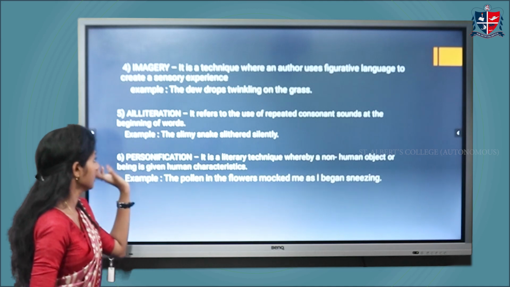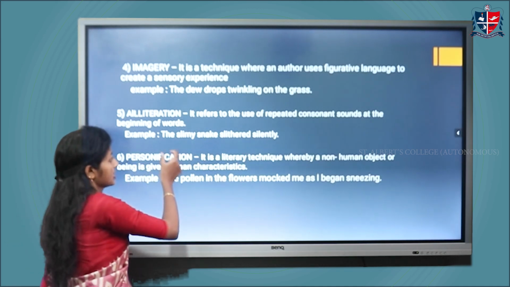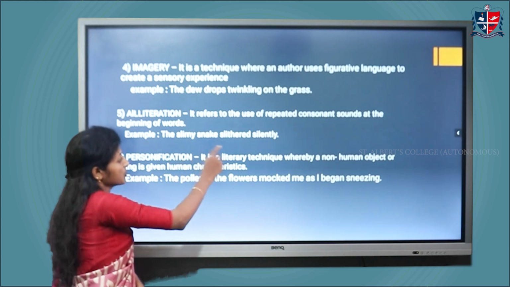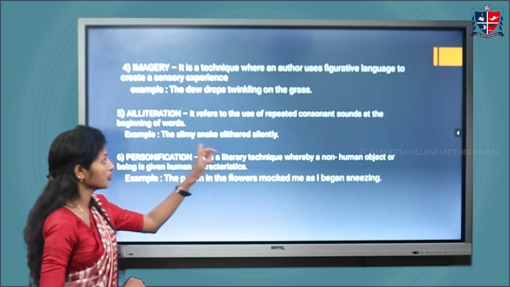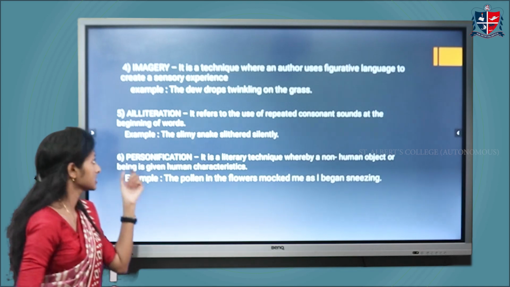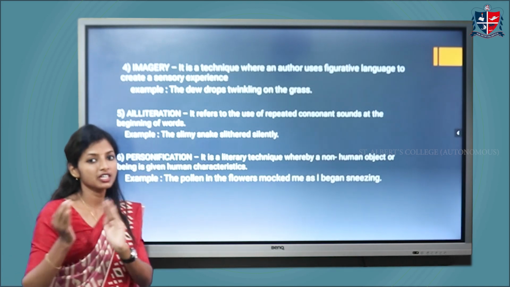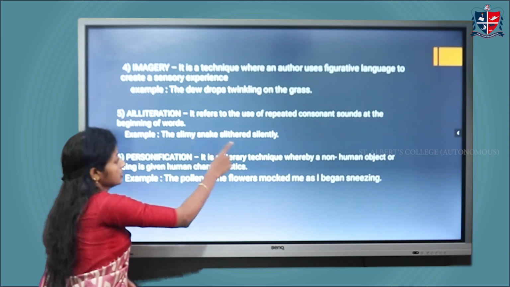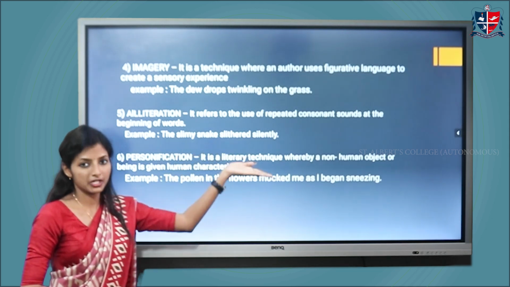We can see in this example, the slimy snake slithered silently. Here, the letter S is being repeated in all the words. So that is an alliteration: there is a repetition of consonant sounds at the beginning of the words. In that sentence, we can see S is a letter that is being repeated.